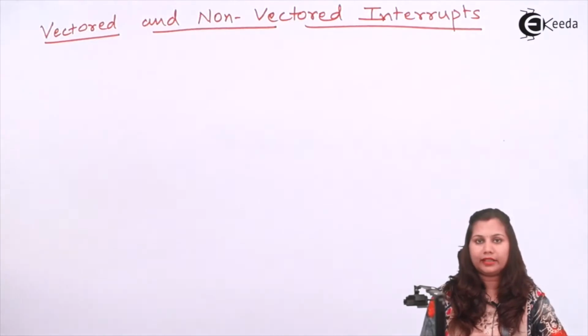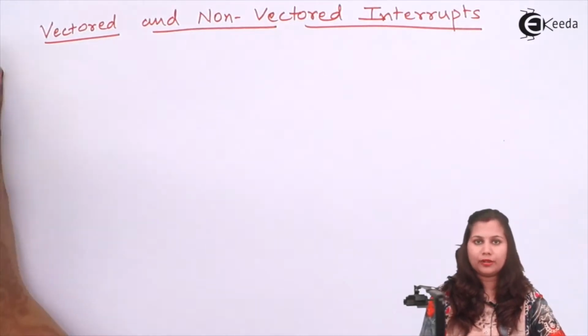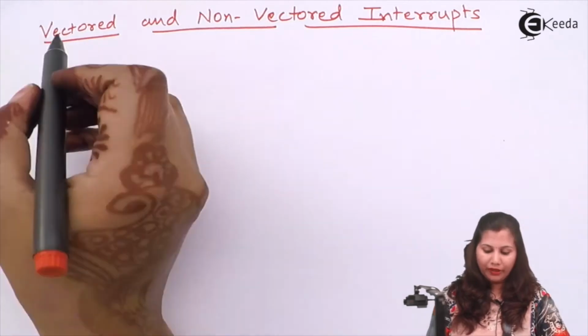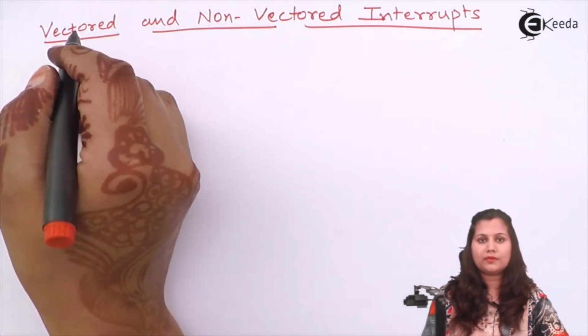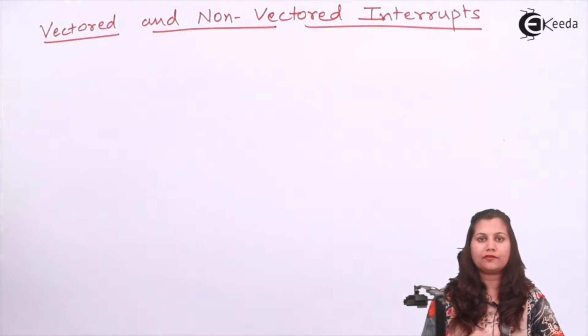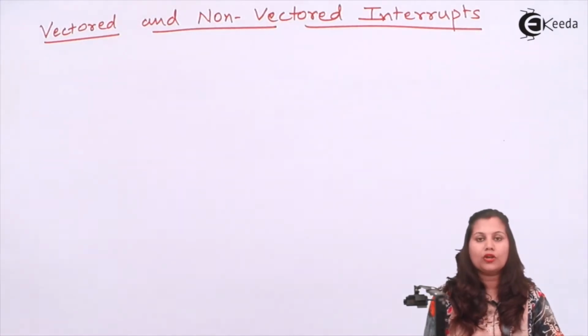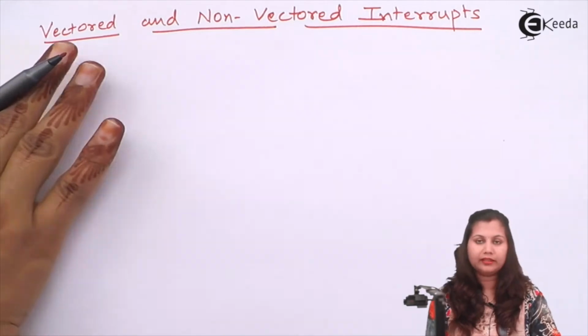We know that every interrupt will have an interrupt service routine, and that interrupt service routine is written at a certain memory location in the memory of the microprocessor. So the microprocessor should know the address of that memory location where the interrupt service routine is written. Vectored interrupts are those interrupts which have a fixed address for that memory location, meaning the address of the interrupt service routine is fixed for that interrupt. Those types of interrupts are called vectored interrupts.